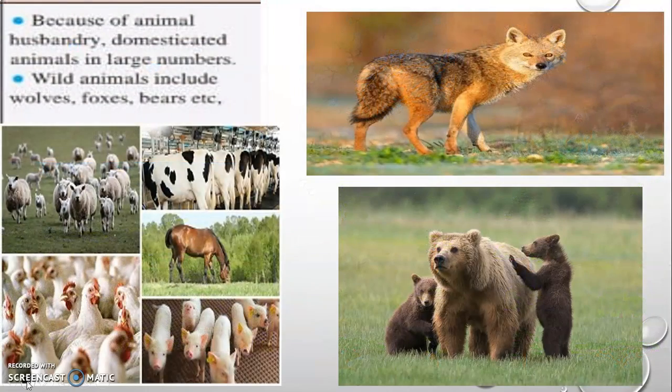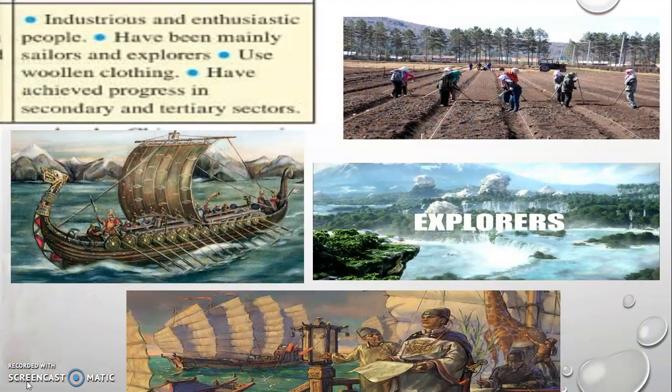Moving ahead, about the animal life in the Western European region. Here also a good number of domesticated animals are found. So animal husbandry, that is rearing cows, milking the cows, and rearing sheep and goats over there. So domestication of animals, hens, pigs, you can see the pictures, pictures speak louder than words. Domestication of animals is carried out on a large scale over here. Along with that, wild animals like wolves, foxes and bears are found in the Western European countries.